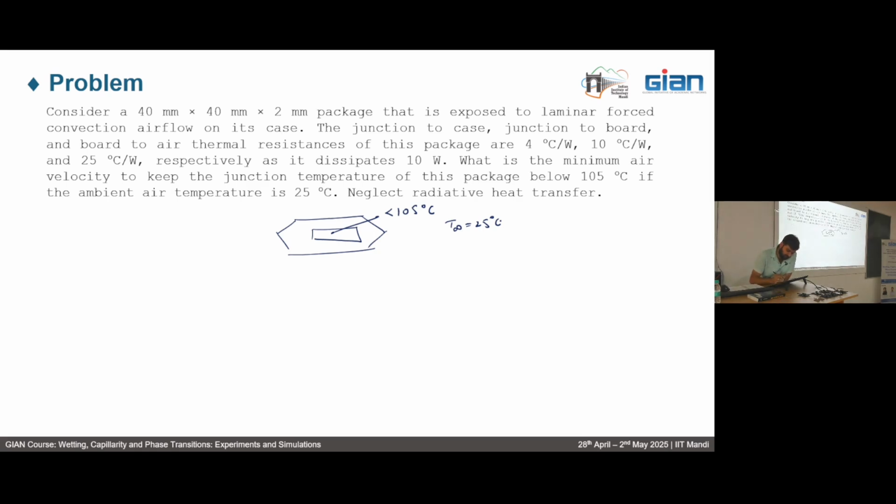So if I draw the circuit diagram for this, it would be something of this sort, where this is maximum case, this is 105 degrees centigrade, this is 25 degrees centigrade, and let's suppose this is your casing, this is your board. So from junction to case it is 4 degrees C per watt, from junction to board it is 10, and from board to air it is 25 degrees C per watt.